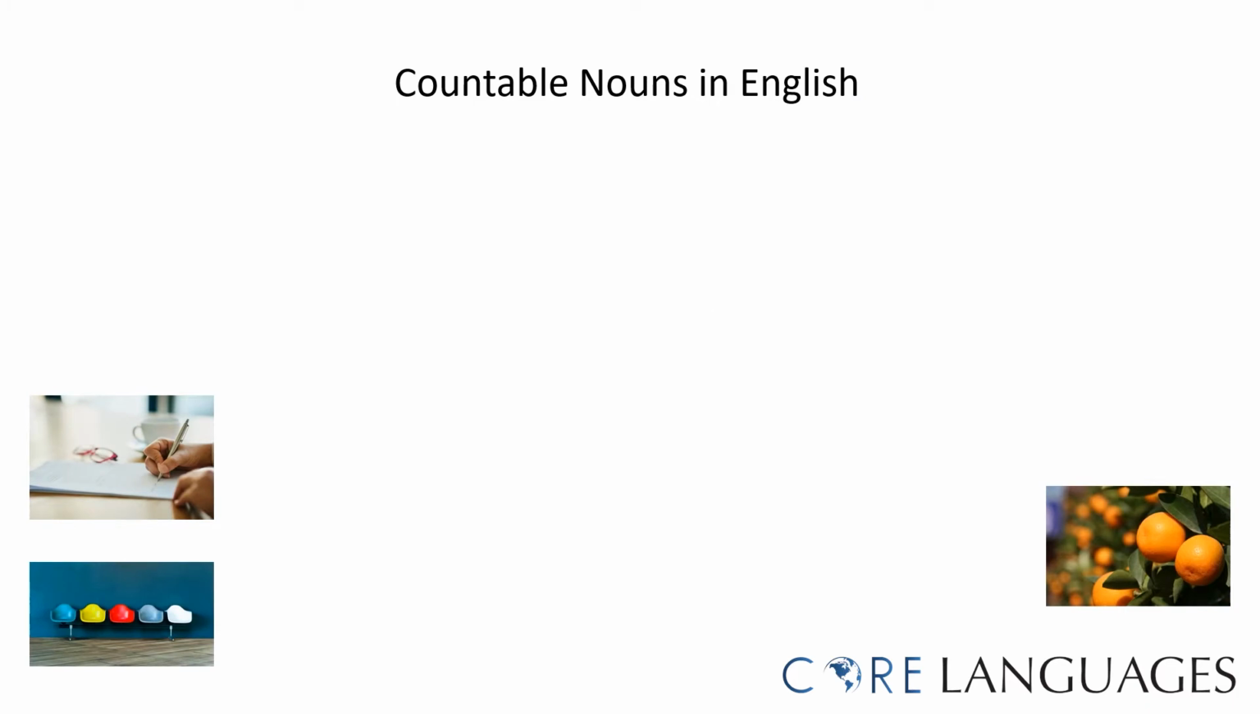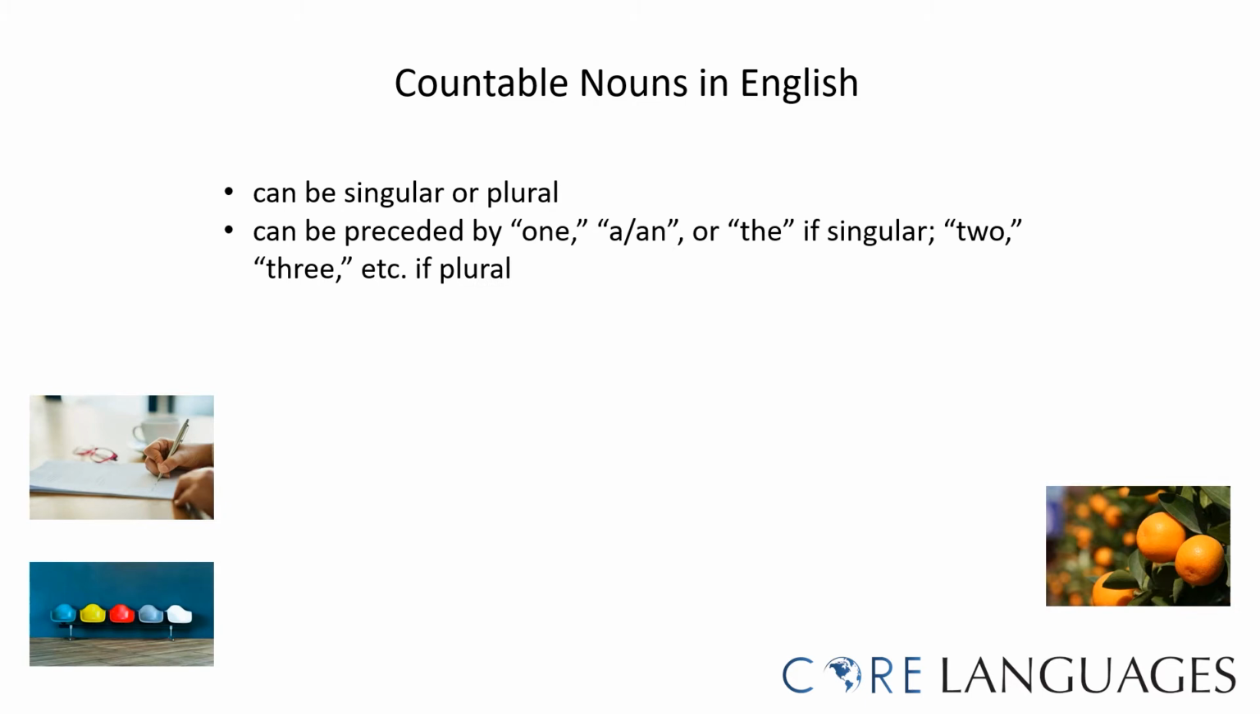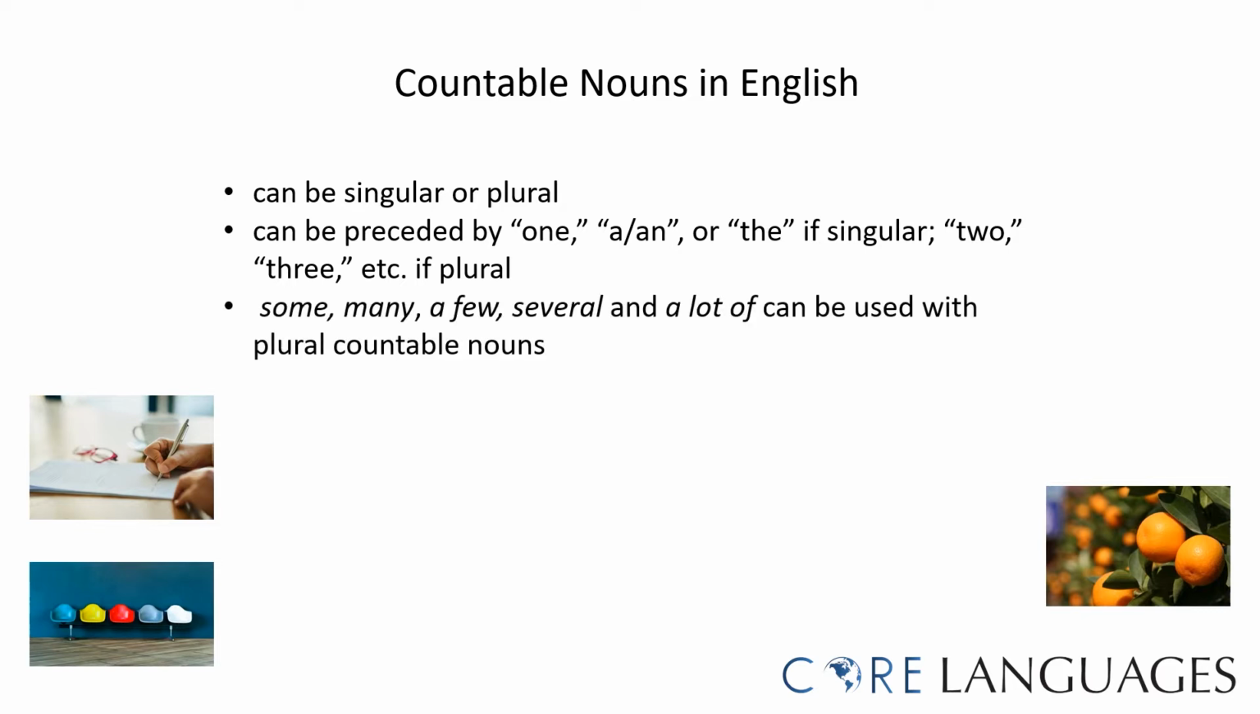Countable nouns in English can be either singular or plural. If the noun is singular, it can be preceded by 1, the indefinite article a or an, or the definite article the. If the noun is plural, it can be preceded by 2 or 3 or 4 and so on, but it can also be preceded by some, many, a few, several, and a lot.